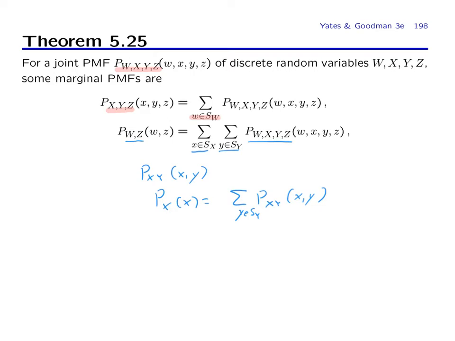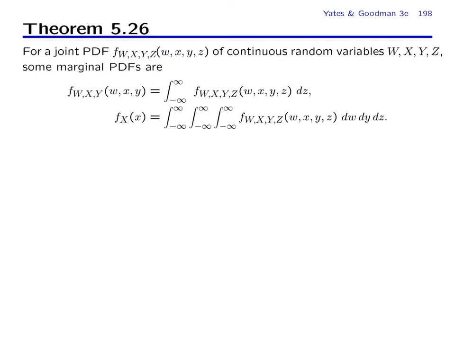And so what's happening here is that you can take a PMF of many random variables and sum it over all of the random variables you don't care about, and you're left with a PMF of a subset of random variables. And all of these PMFs of subsets of random variables are considered marginal PMFs because they're not the PMF of all the random variables in the experiment.